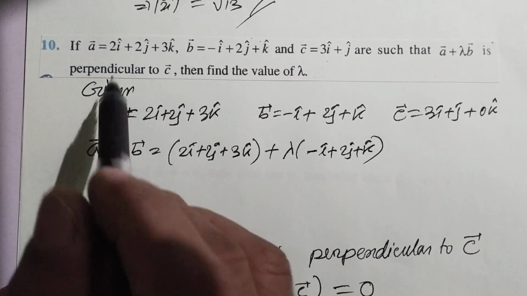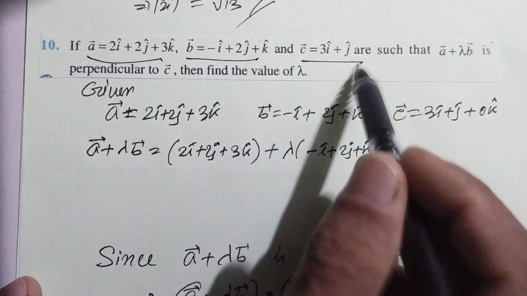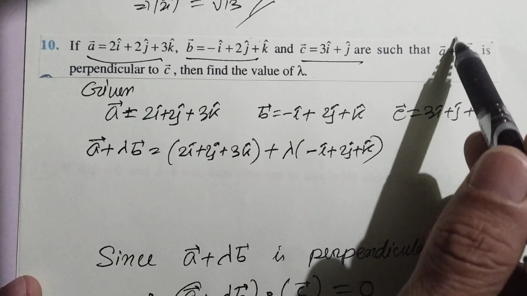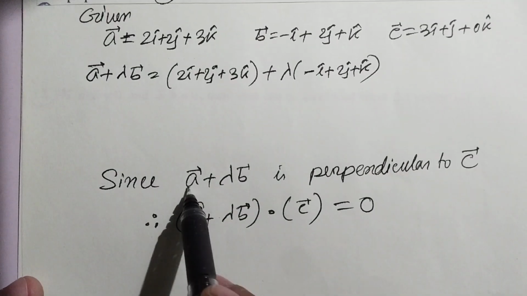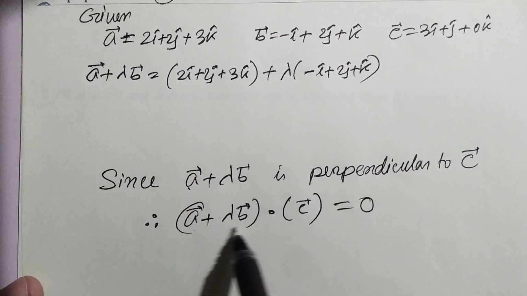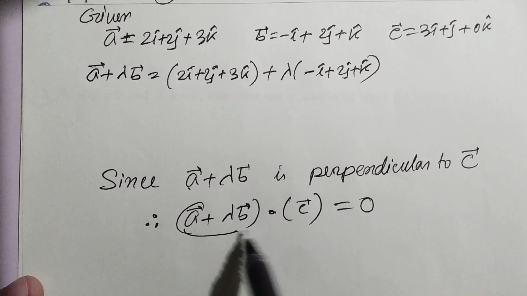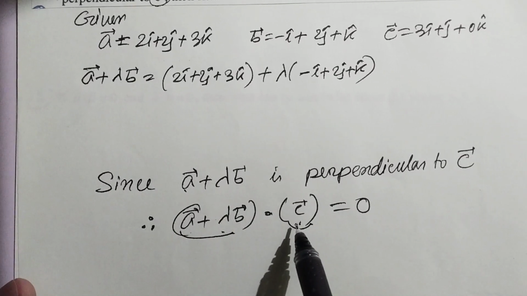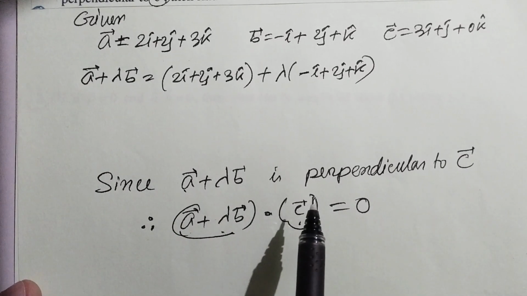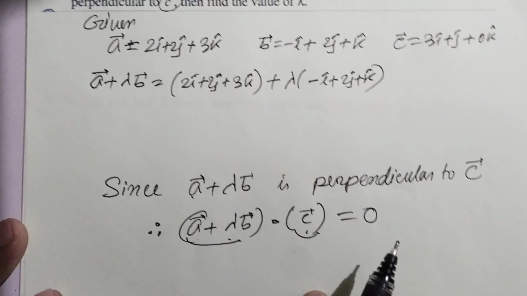Question number 9. Three vectors are given a, b and c, and it is said that a plus lambda b is perpendicular to vector c. So a plus lambda b is perpendicular to c, then their dot product must be equal to 0. (a plus lambda b) dot c must be equal to 0 because these two vectors are perpendicular. We have learned in the first video, if two vectors are perpendicular, then their dot product is 0.